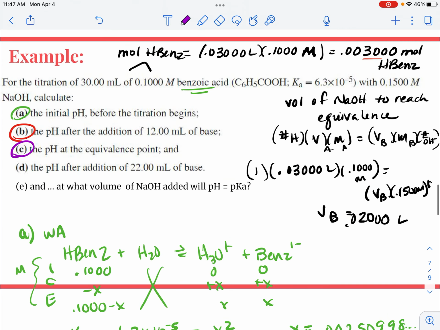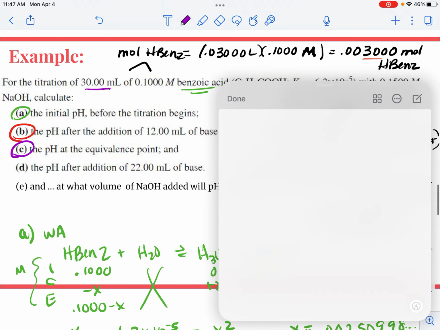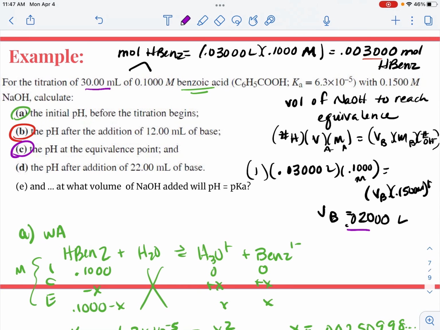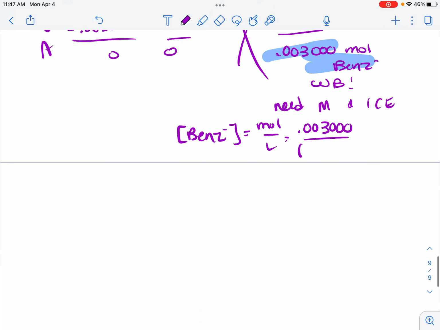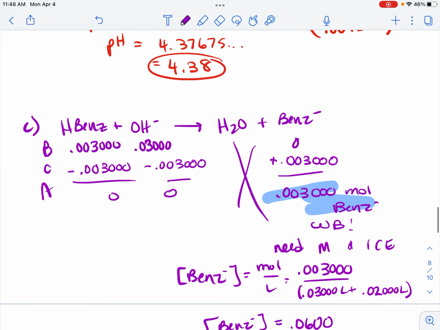So I started with, come back up to the question, I started with 30 milliliters and we decided at equivalence, we had added 20 more. Okay, so this is going to be 0.03000 liters plus 0.020000 liters. And I find out that the molarity of the benzoate ion, which is my weak base, is 0.06. I have, let me double check this.